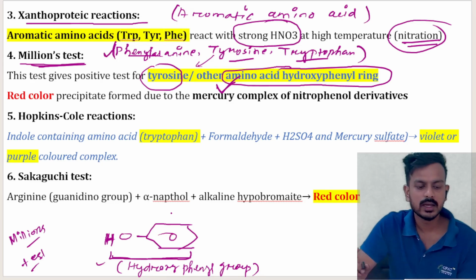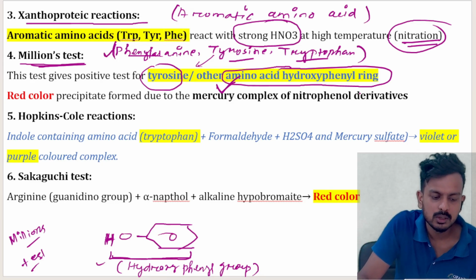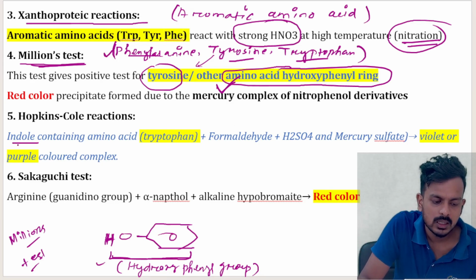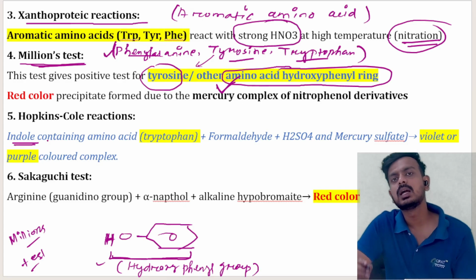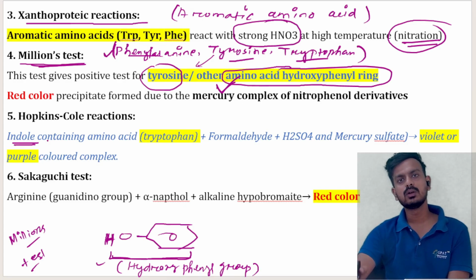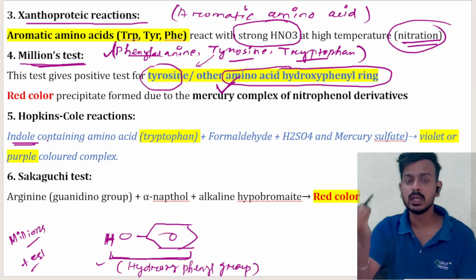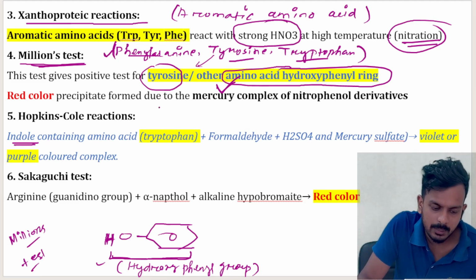What is the Hopkins-Cole reaction? This is for amino acids having an indole ring. So tell me, which amino acid has an indole ring? Comment down your answer in the comment section. Which amino acid has an indole ring? When we hear about the indole ring, we always remember the amino acid tryptophan.